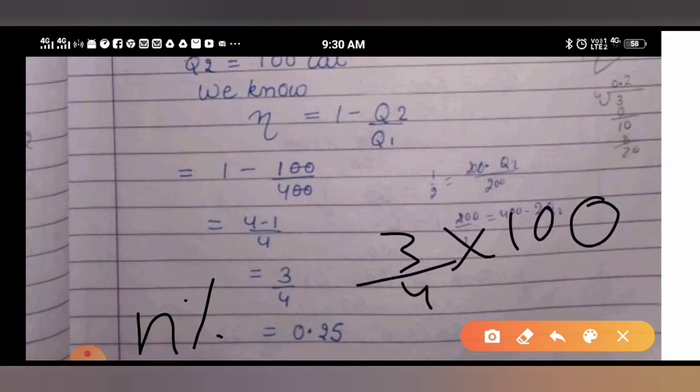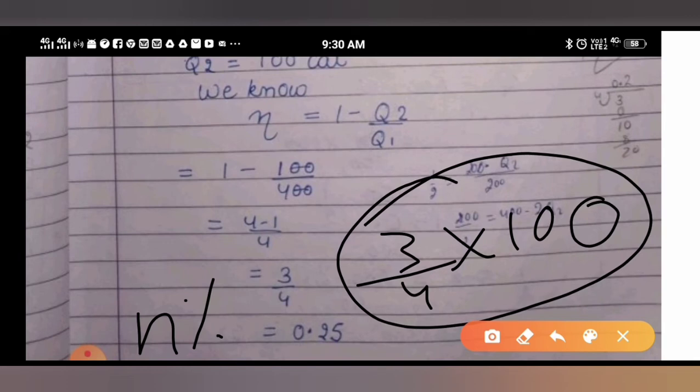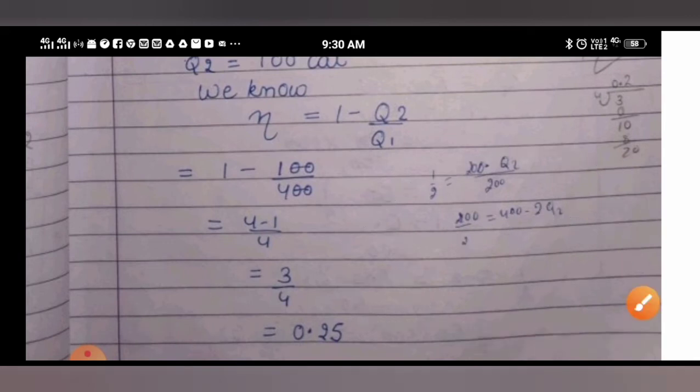You know how to convert to percentage. So whenever you want to calculate percentage efficiency, you need to multiply it by 100. If simple efficiency they will ask, then it is 0.25.